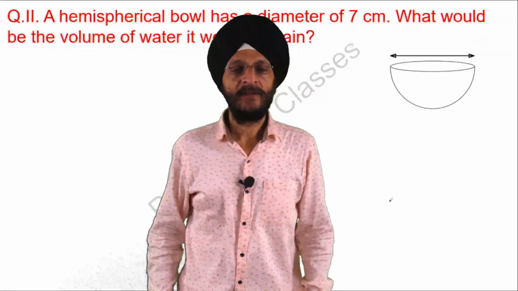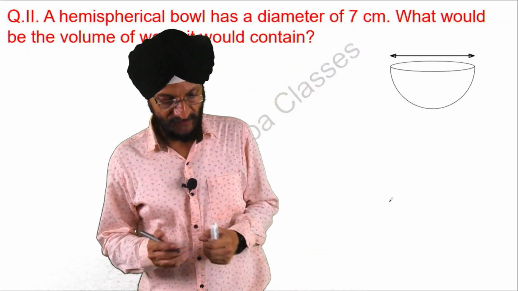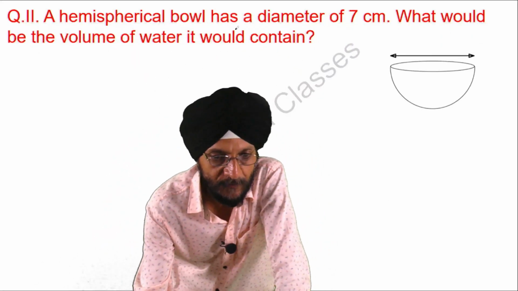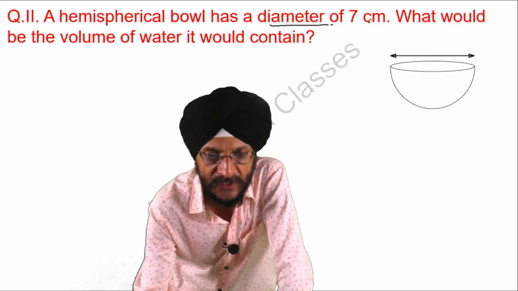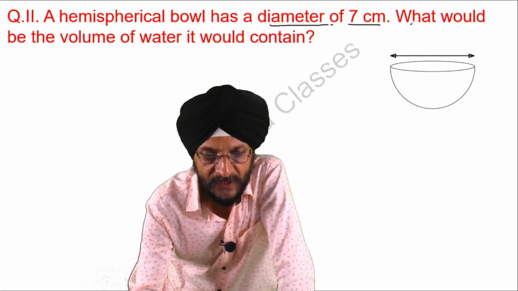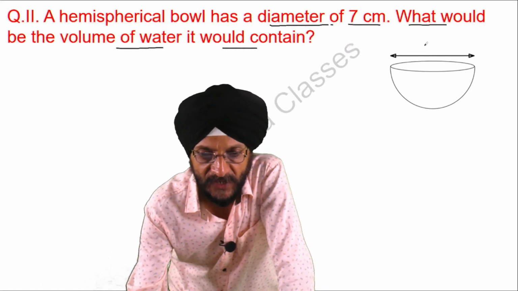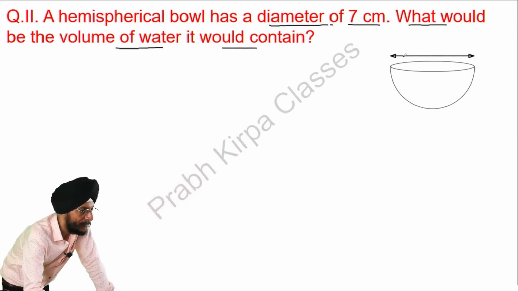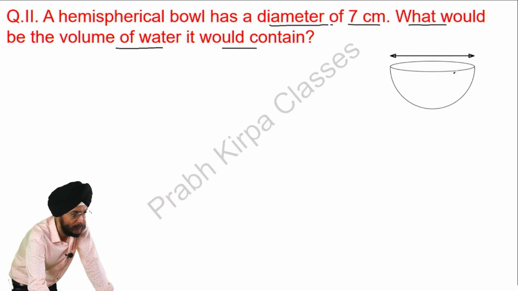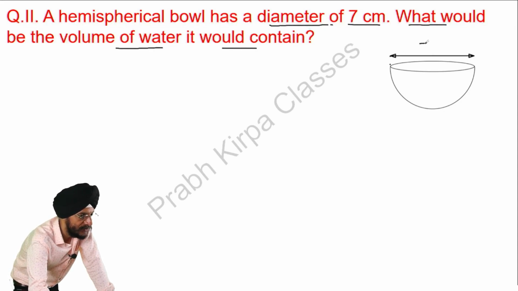Now the question before us is, a hemispherical bowl has a diameter of 7 centimeter. What would be the volume of water it would contain? What has been given to us? We have been given the diameter of the hemispherical bowl. This is the hemispherical bowl, and from this point to this point, this is the diameter. This is 7 centimeter.